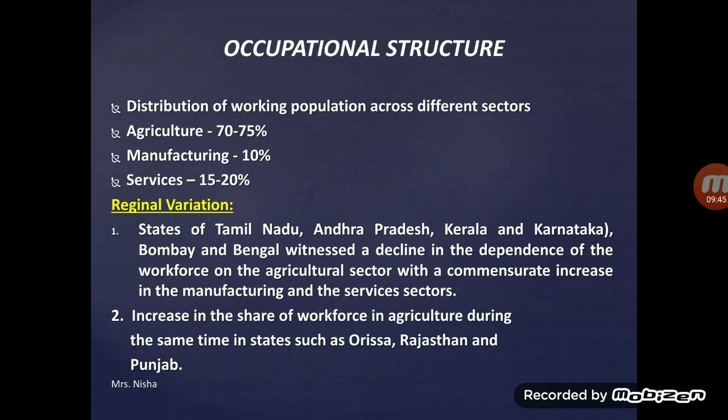Another important aspect is regional variation, children. Regional variation means when we are talking about different regions or different states, we could see a different trend. States like Tamil Nadu, Andhra Pradesh, Kerala, Karnataka, Bombay and Bengal witnessed a decline in the dependence of workforce on the agriculture sector. So, people were moving away from agriculture to manufacturing and services sector. But in states like Orissa, Rajasthan and Punjab, there was an increase in the share of workforce in agriculture during the same time.